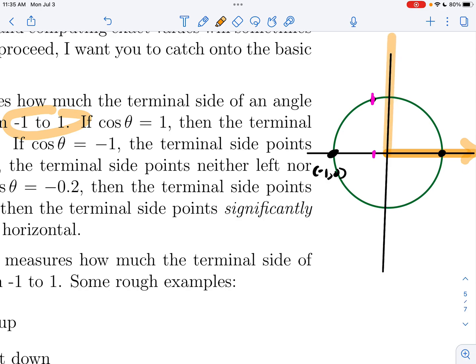Great. Cosine equals 0 would mean we're not pointing left or right. So if cosine of theta is 0, our angle might look like this, or our angle might look like this. But if I were to look at this terminal side and say, how far to the right is that pointed? Well, it doesn't point to the right, and it doesn't point to the left. Cosine is 0. Cosine is negative 0.2 means we're pointing to the left a little bit. It might look like this, or it might look like this. There are two possibilities. In each case, the terminal side is pointing slightly to the left.